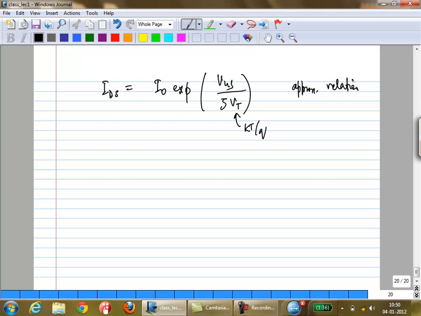I'll also tell you that this is a quite approximate relation. The actual expression is a little bit bigger. It depends on your threshold voltage and on your drain to source voltage. This approximate expression is valid when VDS is large, typically more than a couple of hundred millivolts. You can use this expression.